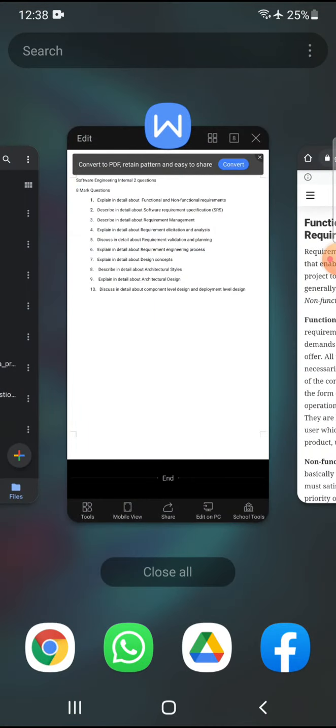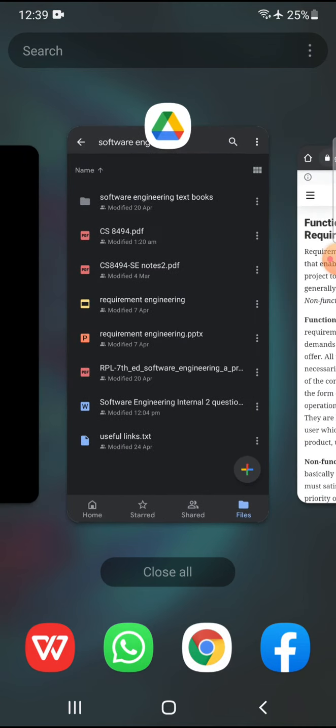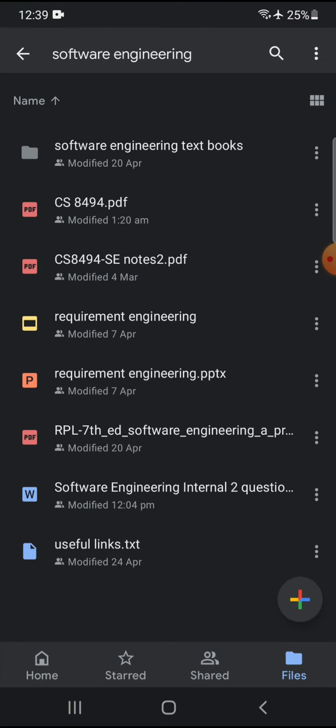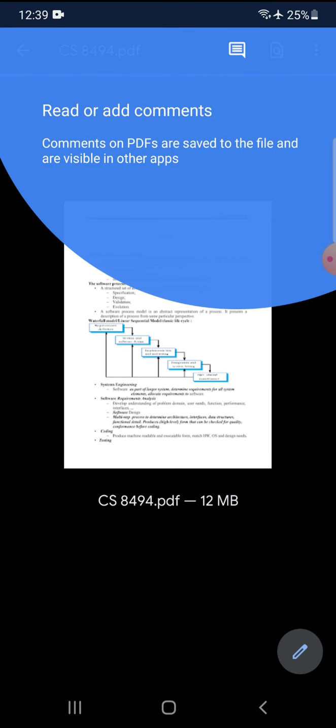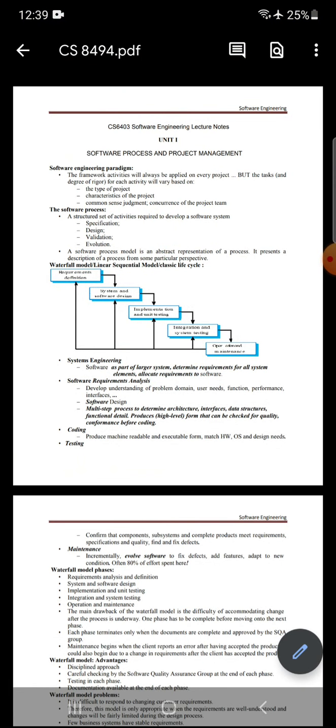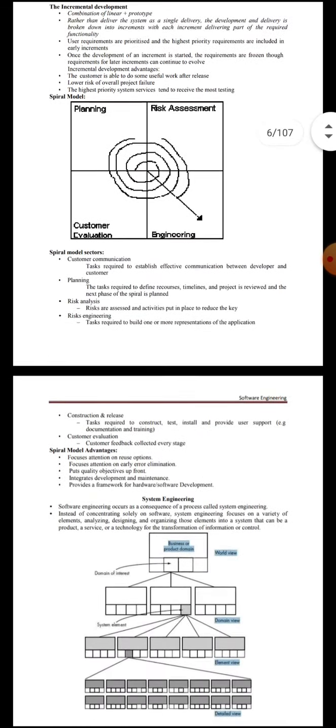The next question is software requirement specification. Okay. For software requirement specification, you can find the answer in this PDF, which was given earlier. Software requirement specification is nothing but the SRS document. It is the way we are documenting each and every requirement.